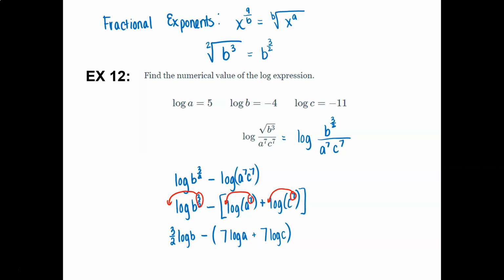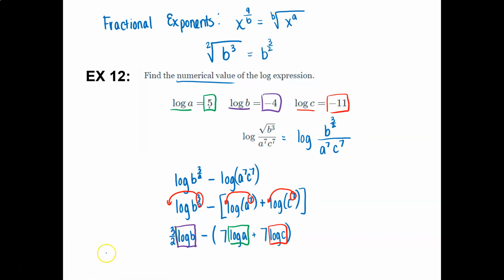Here's the twist for these problems. They want a numerical value for our answer, and they told us that log of A equals 5, log of B equals -4, log of C equals -11. So what we're going to do here is it tells us log of A equals 5. So where I've got this log of A, I can just put a 5 there, because it's equal to 5. Where I have log of B, that equals -4, so this log of B can be replaced with a -4, and our log of C is -11. So I can replace this with -11.